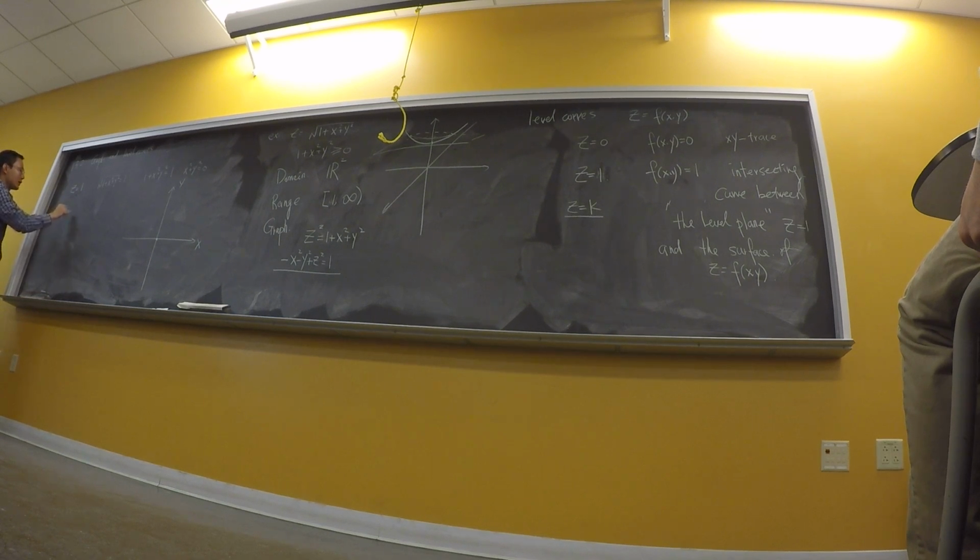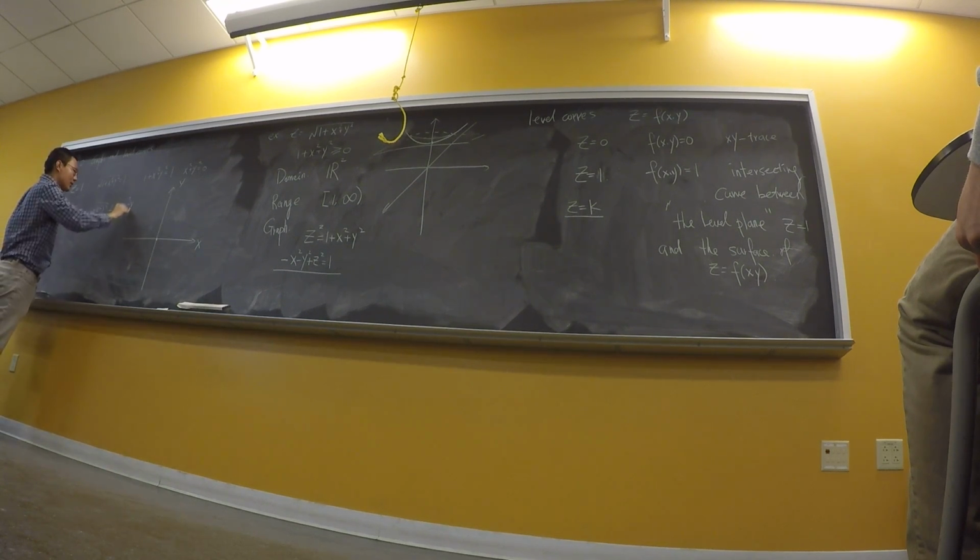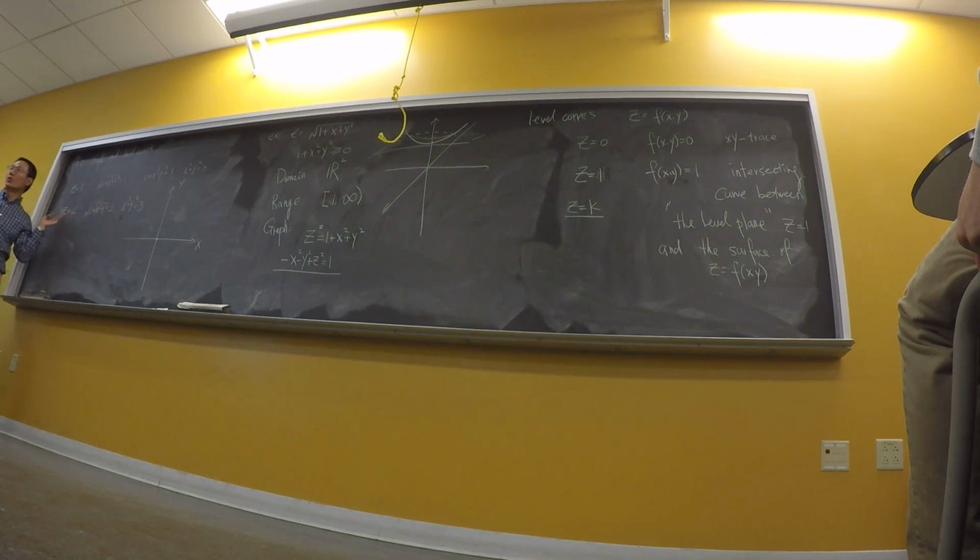I can choose z equals, say, 2. So if z is equal to 2, the equation we're getting is square root of 1 plus x squared plus y squared is equal to 2. We can simplify this to get x squared plus y squared is equal to 3. All right? You have to square both sides and move terms around. So this is the equation at level 2.